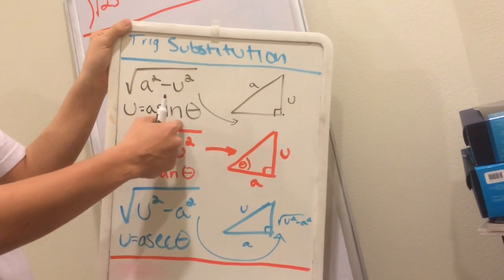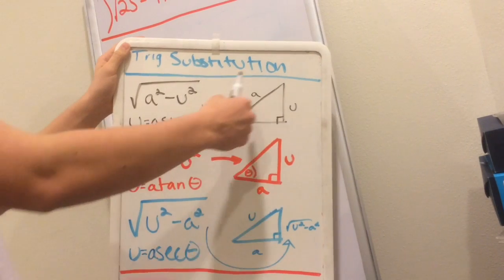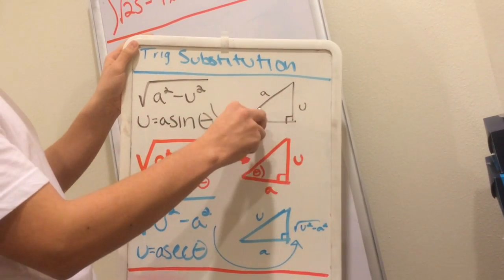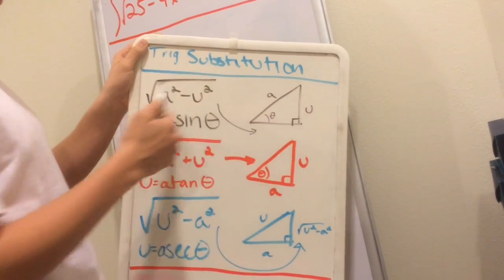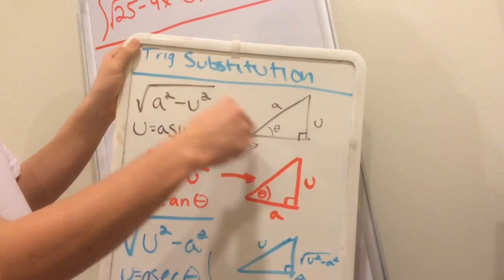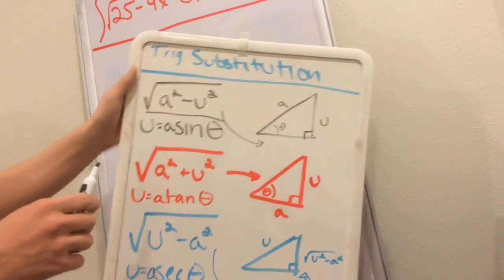u equals a sine theta. The reason for this is your triangle. If you take your triangle with your opposite side of u, and this is your theta, opposite side of u and your hypotenuse of a, satisfying this equation, your missing length is going to be this term here.